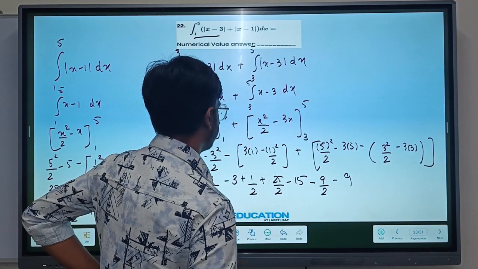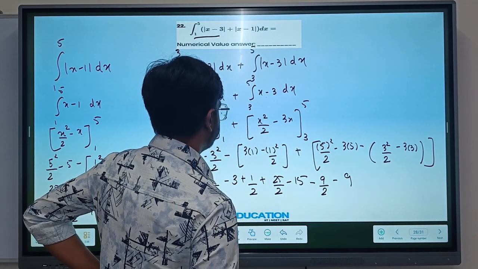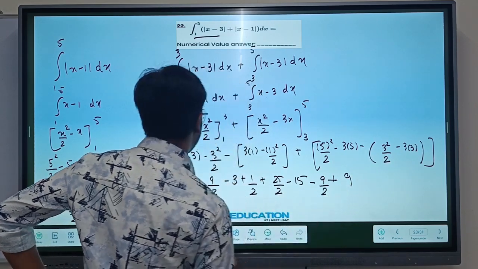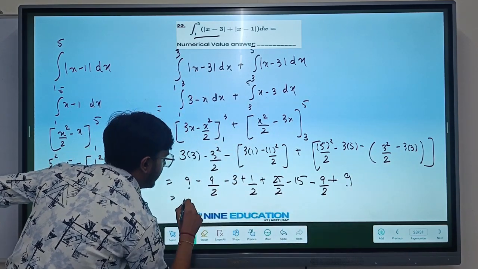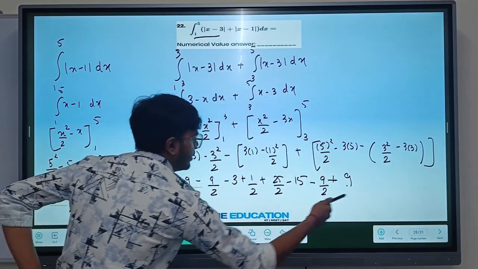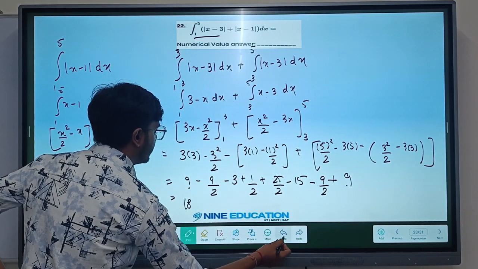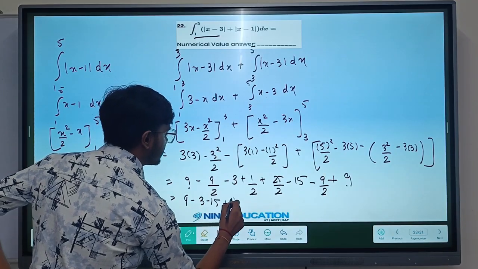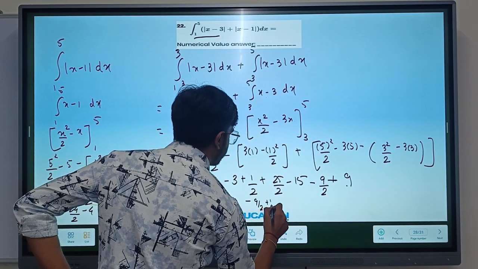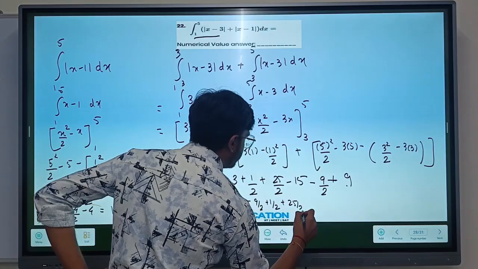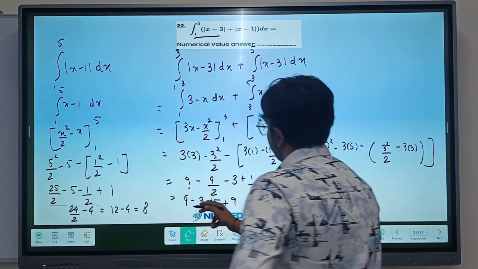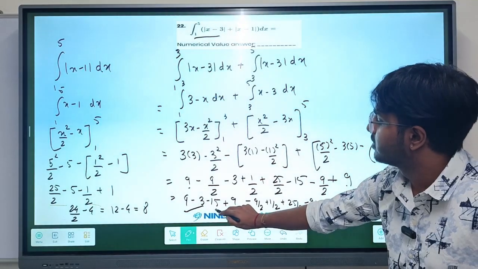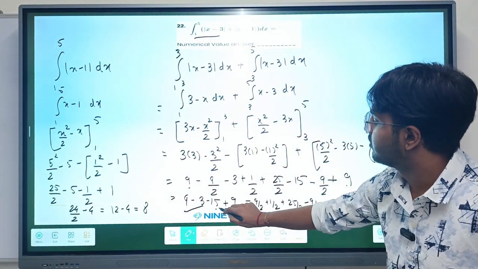So minus 9 by 2, and minus minus plus. This minus and this minus will become plus. So we'll take all the like terms together: 9 minus 3 minus 15 plus 9, minus 9 by 2 plus 1 by 2 plus 25 by 2 minus 9 by 2. So this will be 9 minus 3, 6. 6 plus 9, 15. 15 minus 15, 0.